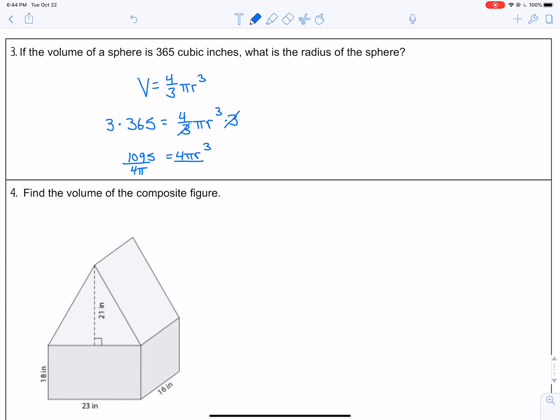The easiest thing to do is go ahead and divide by that 4 pi, and you might need to just put that in parentheses. And that gives you 87.14 is equal to r cubed.